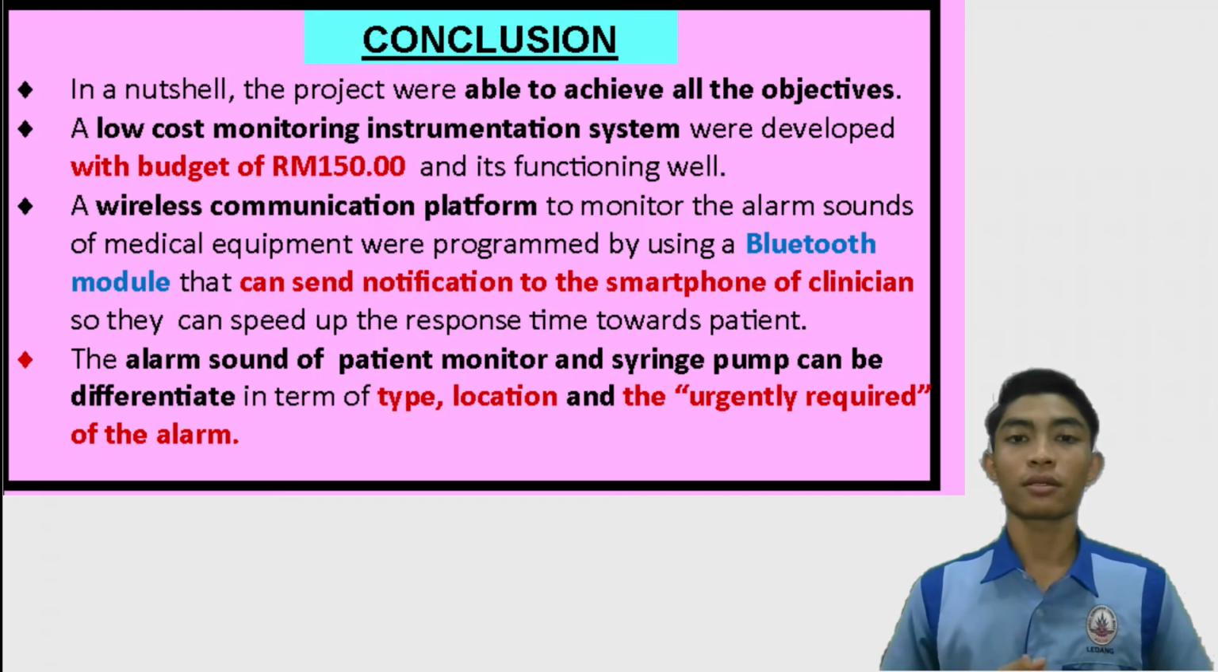For the conclusion, in a nutshell, the project was able to achieve all the objectives. A low-cost monitoring instrumentation system was developed with a budget of 150 Malaysian ringgit and it is functioning well. Next, a wireless communication platform to monitor the alarm sounds of medical equipment was programmed using a Bluetooth module that can send notifications to the smartphone of the clinician so they can speed up the response times towards the patient. Lastly, the alarm sound of patient monitor and syringe pump can be differentiated in terms of type, location and the urgency of the alarm.